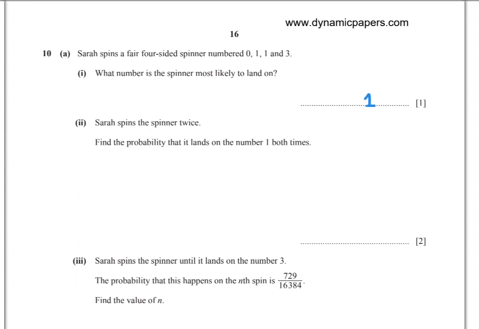Probability to land on number 1: we have two faces with number 1, so 2 over 4. So on both, number 1 in the first and number 1 in the second, so 2 over 4 times 2 over 4 equals 4 over 16. We can simplify to 1 over 4.